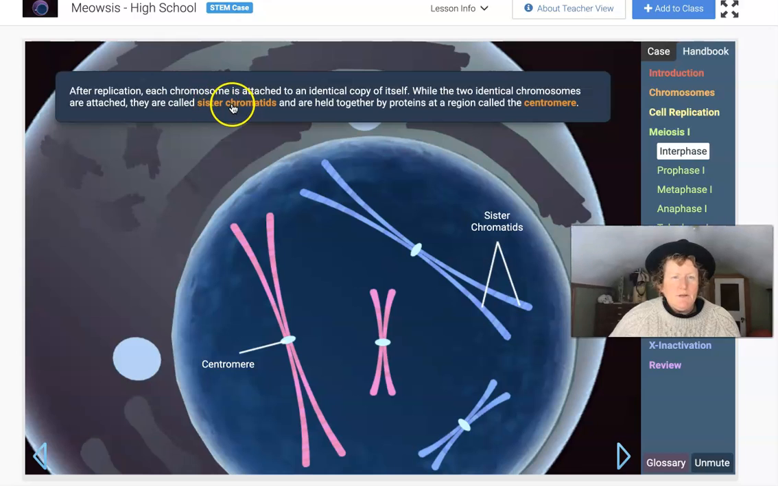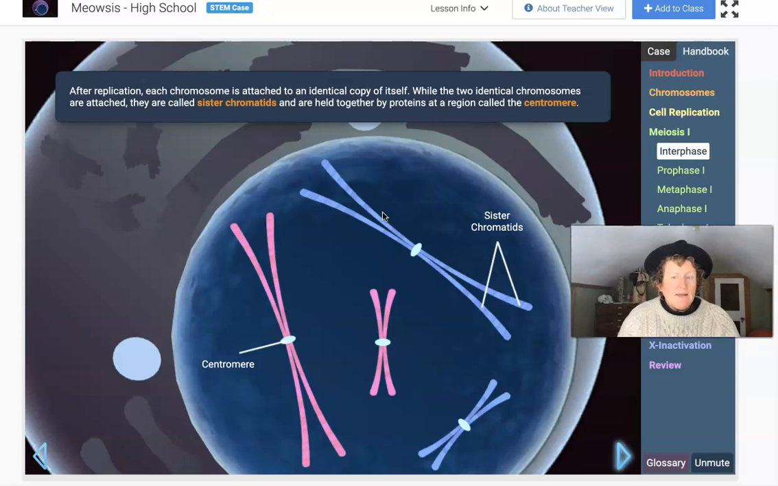After replication, each chromosome is attached to an identical copy of itself. Well, the 2 identical chromosomes are attached. They're called sister chromatids and are held together by proteins at a region called the centromere. Now, sister chromatids are different than homologous chromosomes. These 2 are homologous chromosomes, and these 2 are homologous chromosomes because they contain the same genes, but they're not exactly the same.